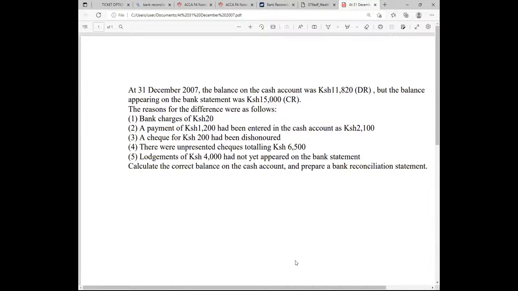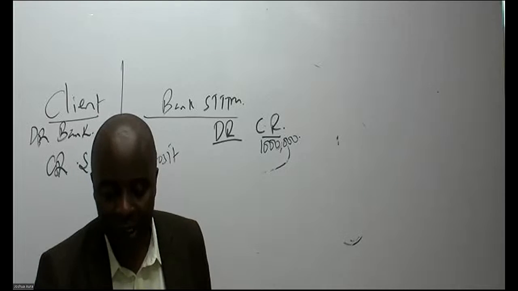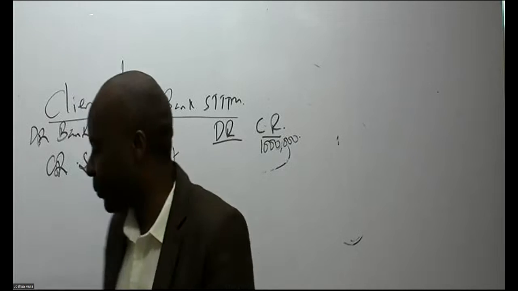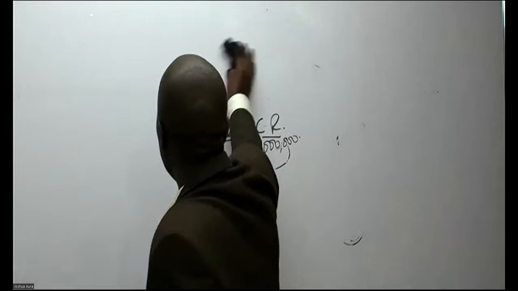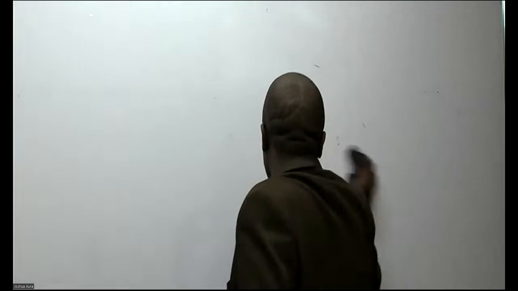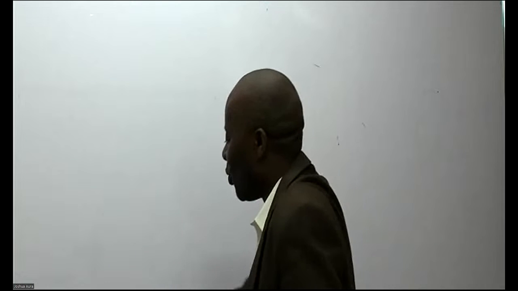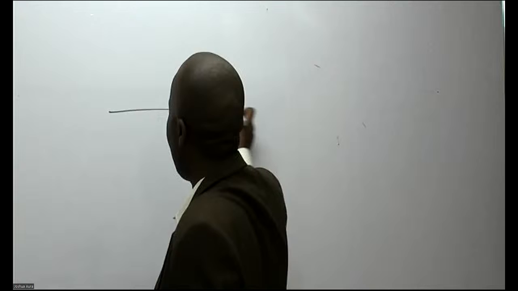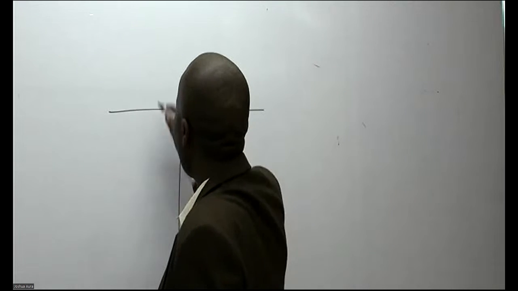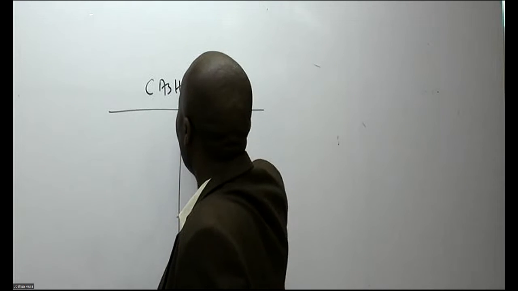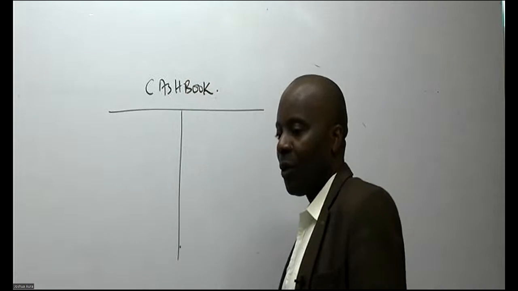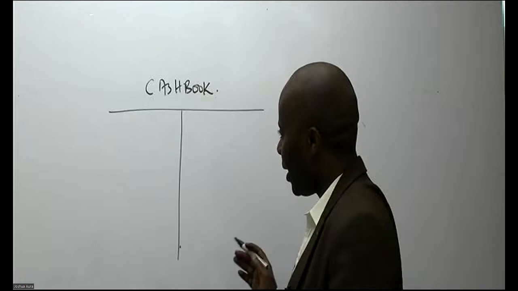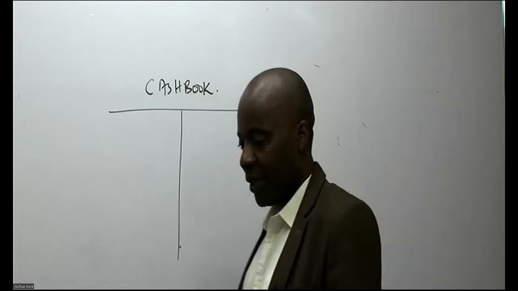Remember how we do it in practice. First of all, you start with your cash book. You could decide to pass journals, or if you're doing it manually, always use a T account. So this is the cash book, with debit and credit sides.